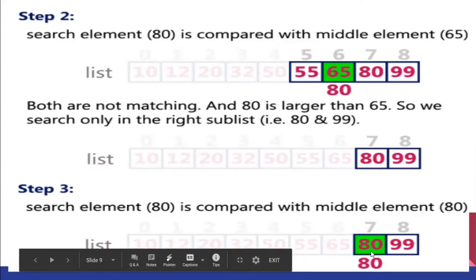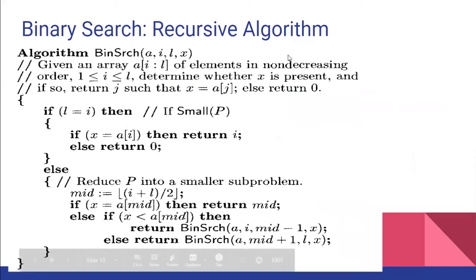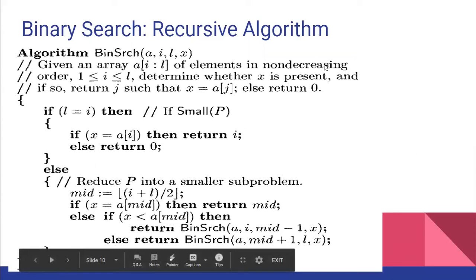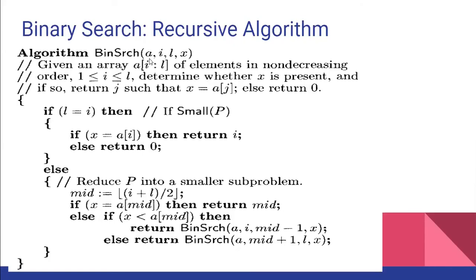So index 7 will be returned and the message will be displayed, element is matched at index 7. So in this manner, the binary search algorithm works. So this is the recursive algorithm of binary search. So algorithm binary search. So what are the parameters? So this is the recursive algorithm presented over here.